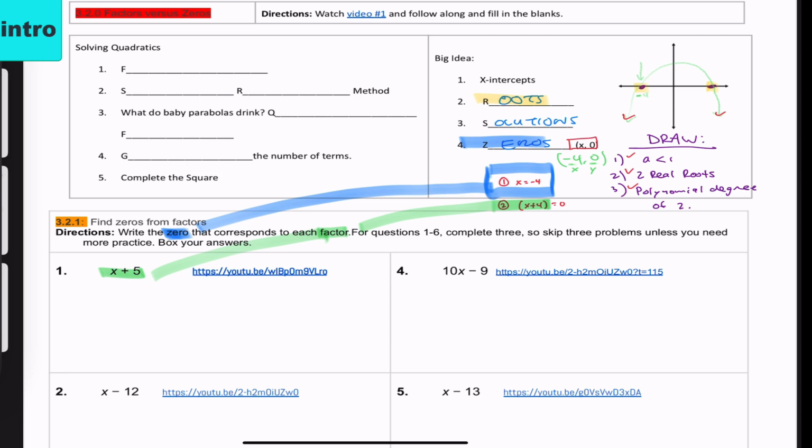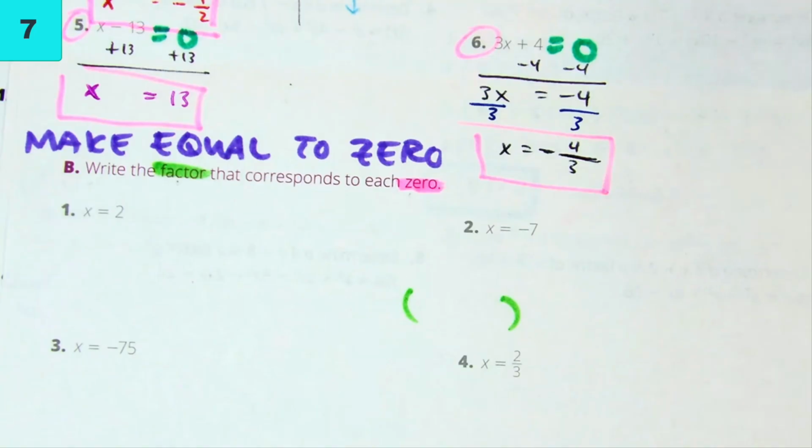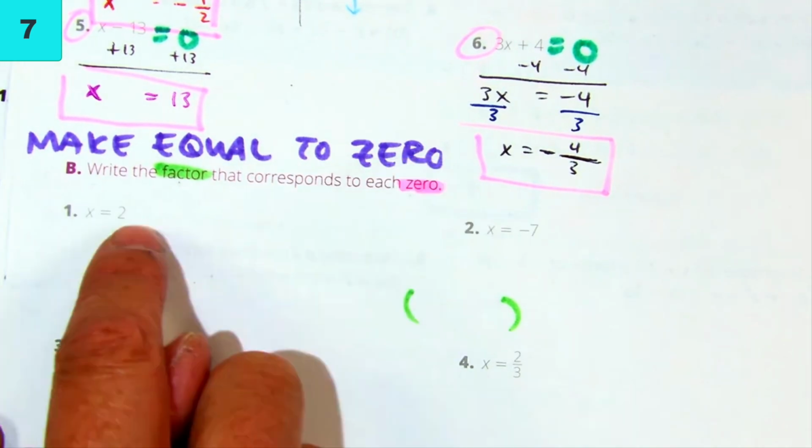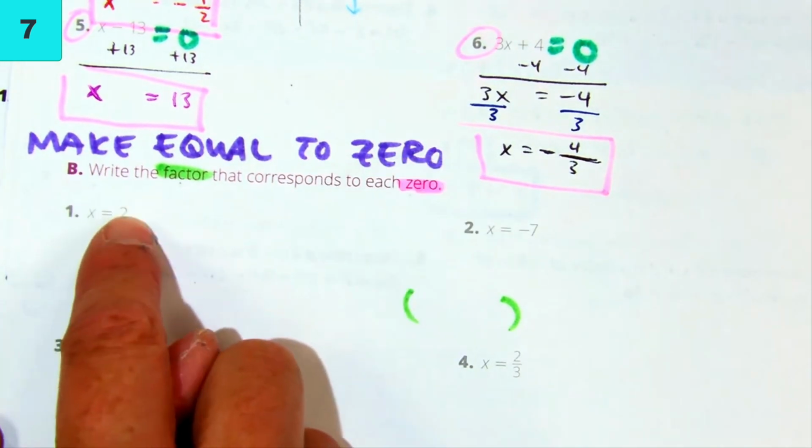And then if you have the variable with a number on one side and it's equal to 0, you can put parentheses around it. That is your factor. So I have a 0. I need to make this equal to 0. So I want it to be on this side, basically 0.